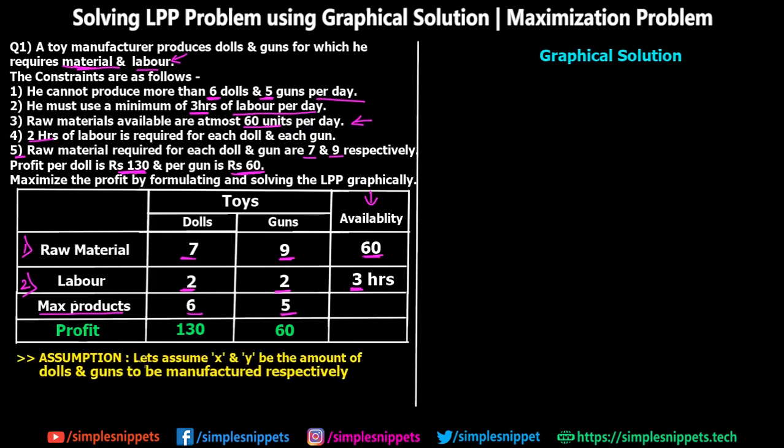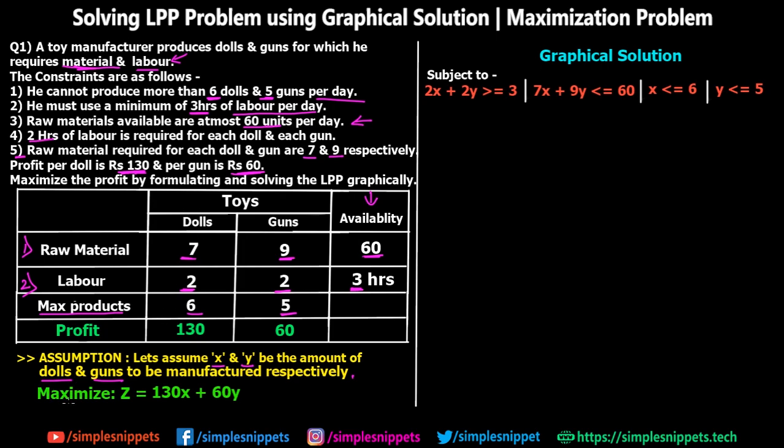Okay, so here's the assumption. Let's assume X and Y be the amount of dolls and guns to be manufactured respectively. So X is the number of dolls and Y is the number of guns, which will give the manufacturer the highest profit. Okay, so this is the quantity X and Y. Remember this, that X represents dolls and Y represents guns. Now, after making these assumptions, we can convert these constraints into an algebraic form. So let's get to that.